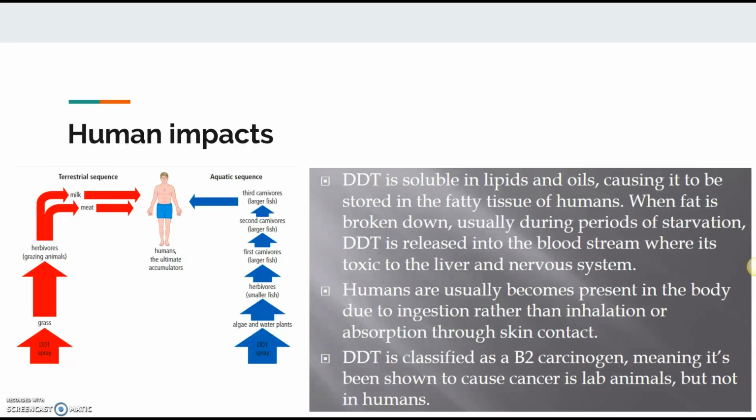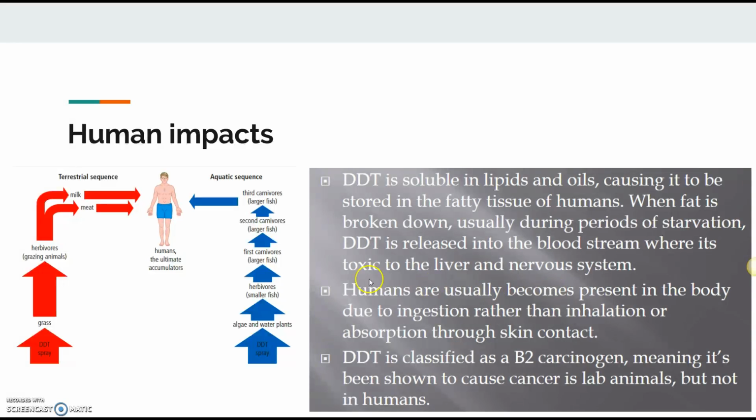So we usually get this through some type of ingestion. When we're eating our organisms or eating fish, this is how the DDT starts to bioaccumulate inside of our body. One of the other alarming effects of DDT is that it's been shown to cause cancer in some lab animals. So that could be a red flag for humans later on in life.